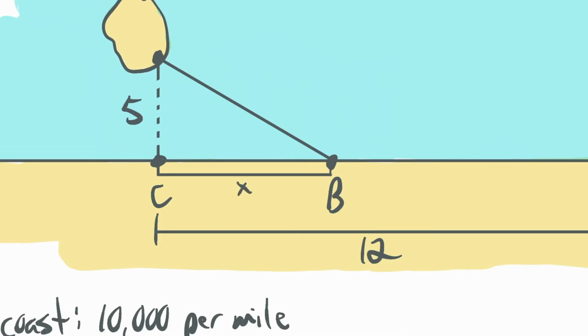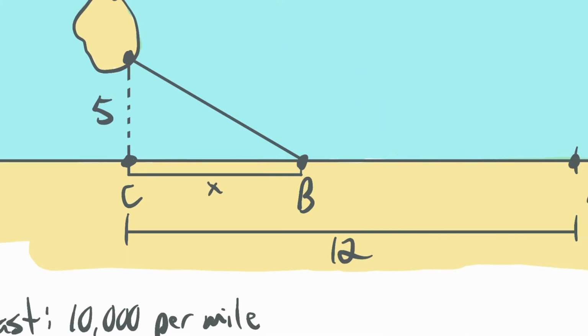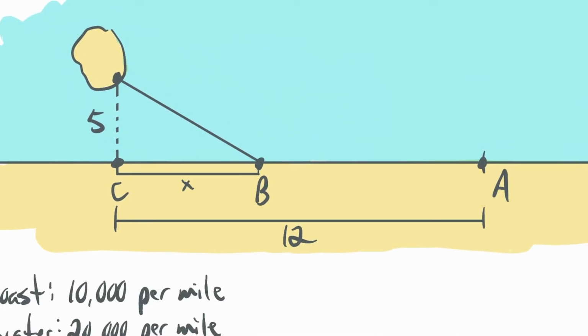This is x. X is the section of shoreline that we do not use. Okay. Now, if the whole shoreline from A to C is 12, then that means that the section of shoreline that we do use is 12 minus x.